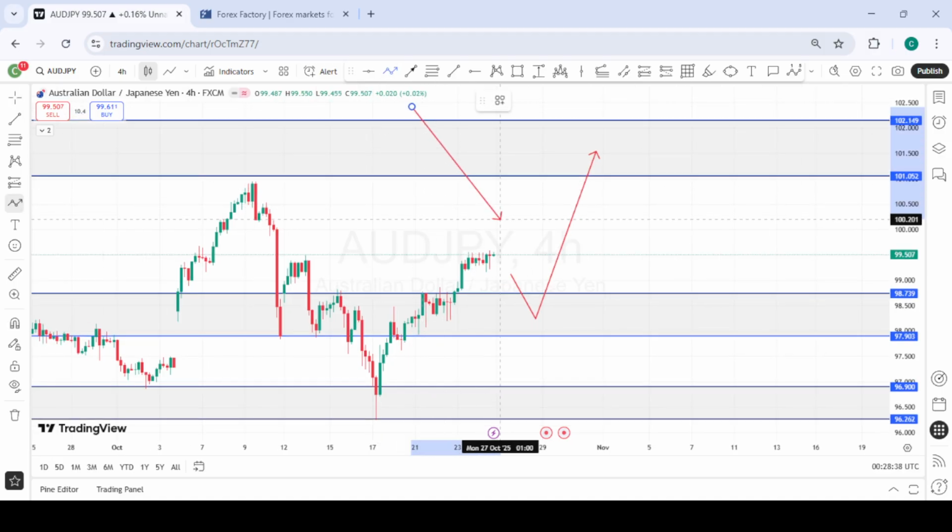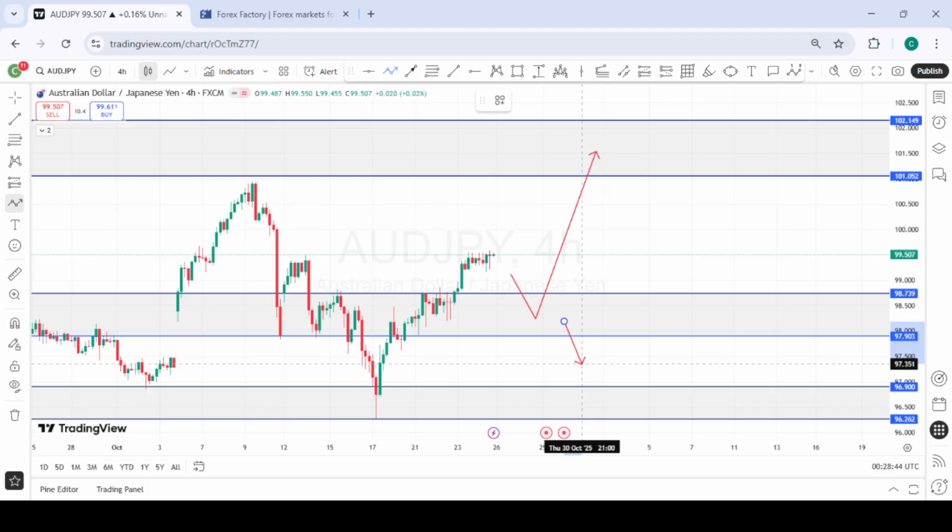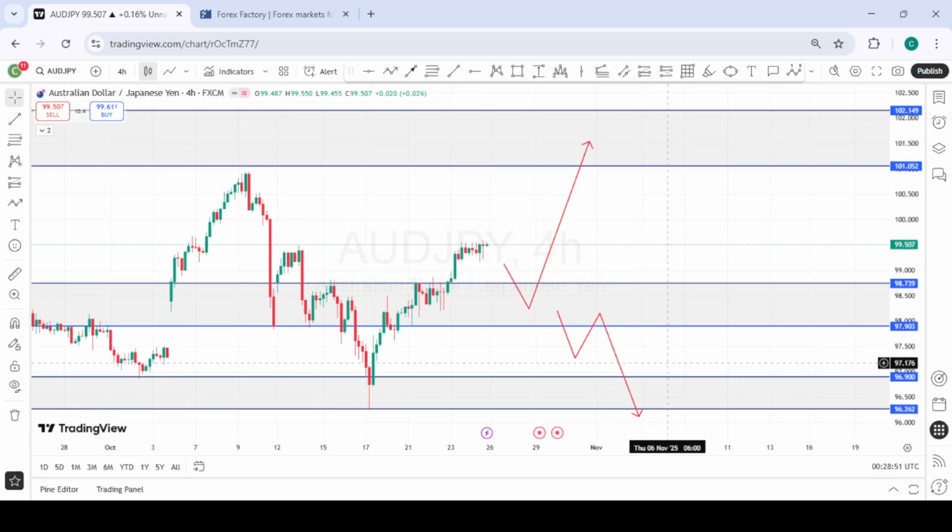Should price break this zone, close below it, come for a retest and sell to the downside, then we'll be considering this bearish. Until then, we are very bullish on AUDJPY.